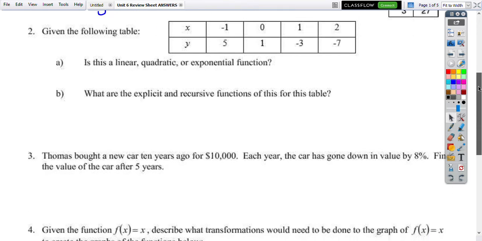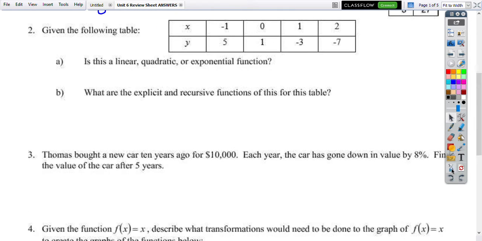All right, going on to number 2. From the table, is it linear or quadratic or exponential? We're not going to have a quadratic, so don't worry about that. But linear, exponential, if it goes up by the same amount every time, it's linear. Exponential is going to be multiplying, so the distance between the numbers is going to simply be increasing by the same factor. So here we can see it's minus 4, minus 4, minus 4, so that's linear.